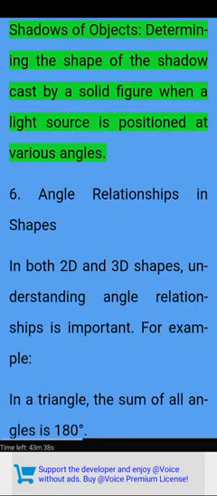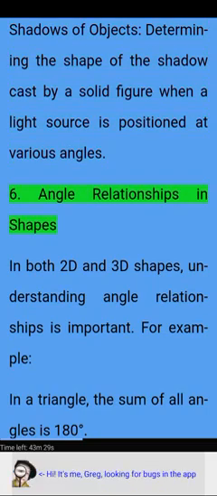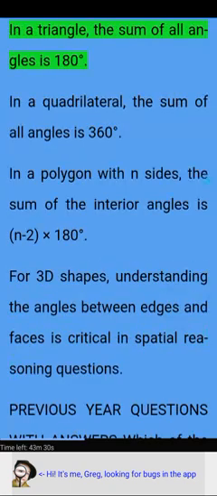Shadows of objects, determining the shape of the shadow cast by a solid figure when a light source is positioned at various angles. 6. Angle relationships in shapes. In both 2D and 3D shapes, understanding angle relationships is important. For example, in a triangle, the sum of all angles is 180 degrees.